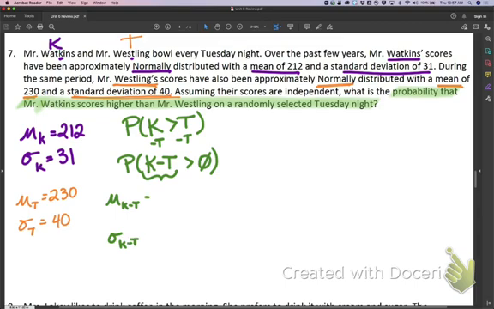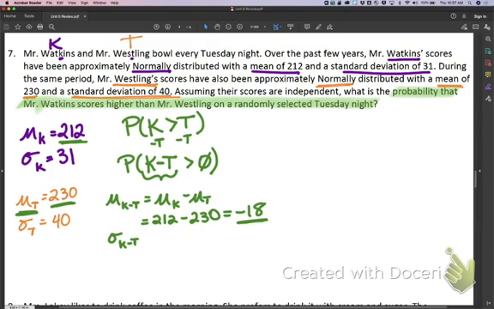To do that, I'm going to take the mean for Mr. Watkins and subtract the mean for Mr. Wessling. That is just taking 212 and subtracting 230. That is negative 18. What that means is that on average, Mr. Wessling is going to score 18 more points than Mr. Watkins on any average Tuesday night. That's why it's negative, and that's okay. It just means that the second number was bigger than the first.